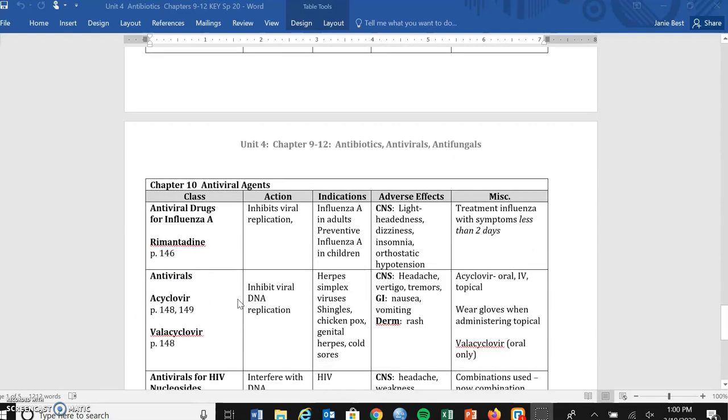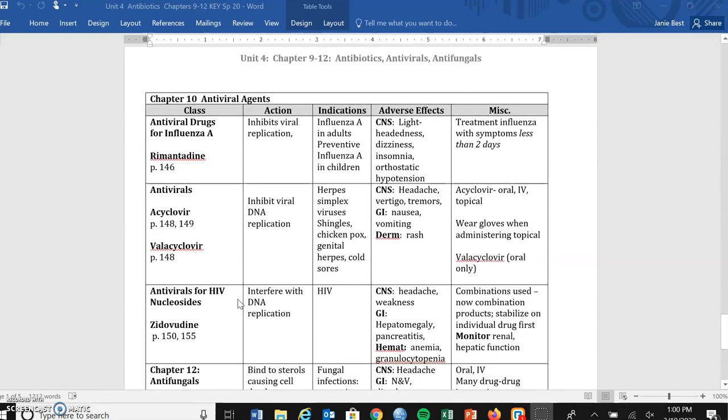In the viral category, rimantadine is used for influenza A and is a preventative of influenza A in children. Treatment must begin within 2 days of symptoms to be effective, and it will not completely eradicate the viral replication, but it does inhibit it to limit the symptoms so that you will start feeling better several days sooner than you would have with no treatment.